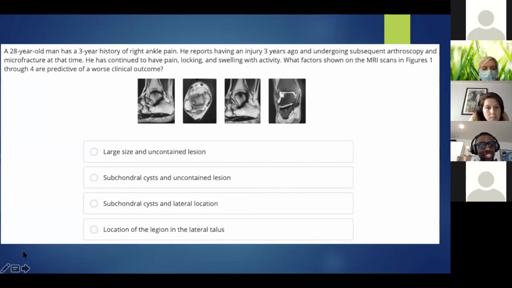All right. So a 28-year-old man has a 3-year history of right ankle pain. He reports having an injury 3 years ago and undergoing subsequent arthroscopy and microfracture at that time. He's continued to have pain, locking, and swelling with activity. What factors shown on the MRI scans in figure 1, images 1 through 4, are predictive of a worse clinical outcome?